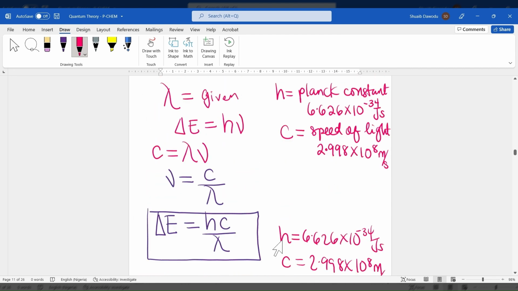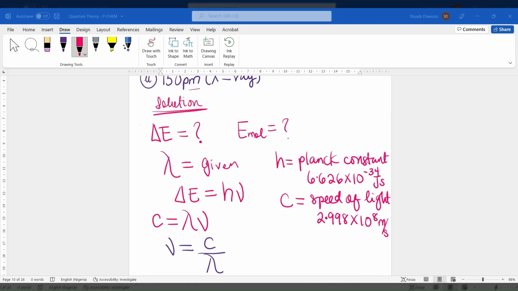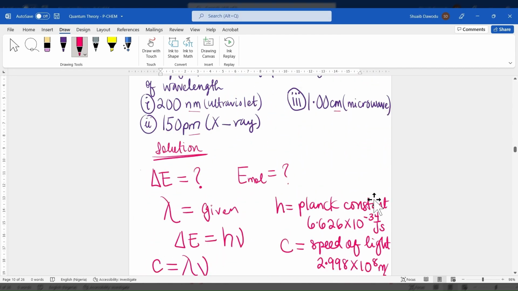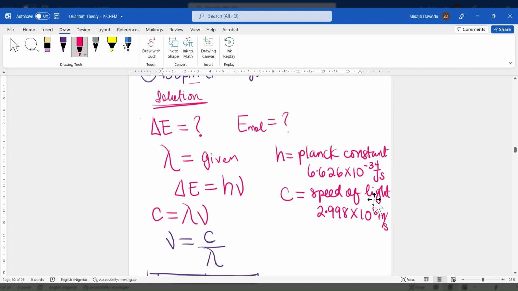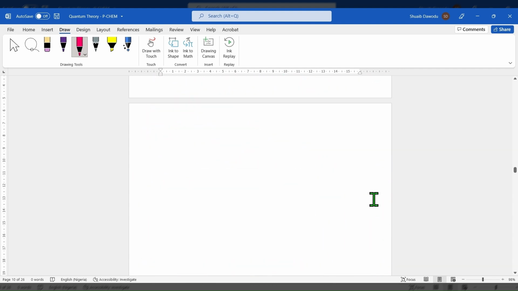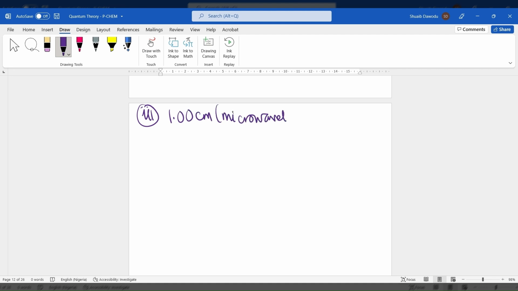Now we're still not done. We still have one more question. The question is 1.00 centimeter microwave. So the third one is to solve for the wavelength, 1.00 centimeter microwave. So the wavelength of a microwave.